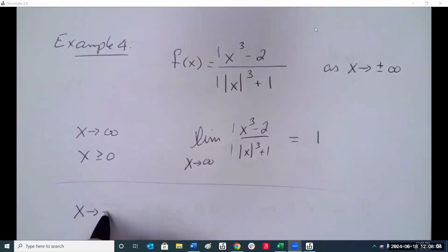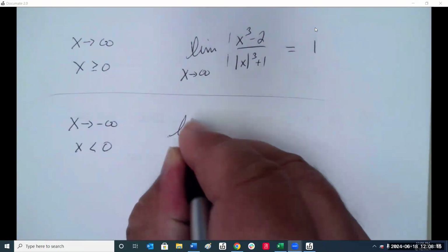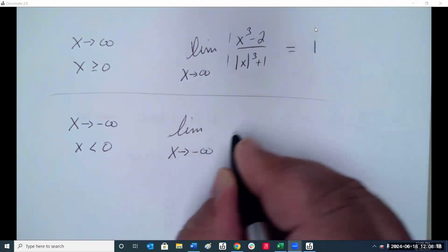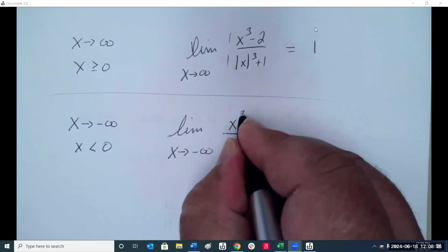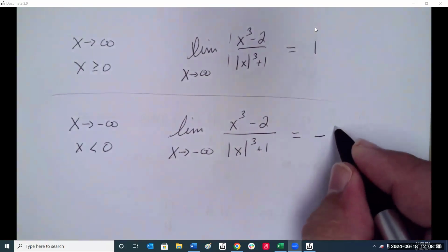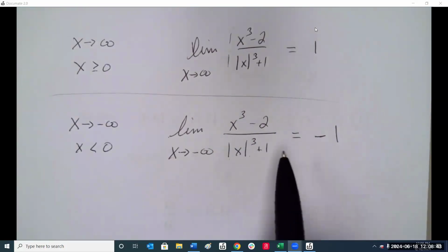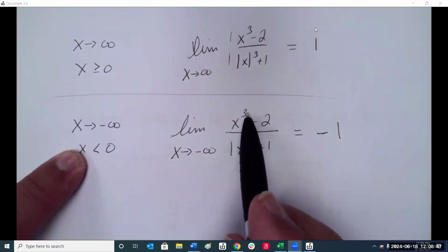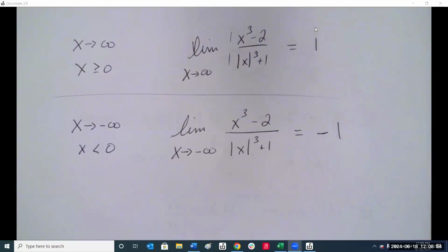But now when x goes to negative infinity, x is going to be less than 0. So we're going to negative infinity. Where's that one going to go? -1. Very good. Does it matter? Well, if the absolute value wasn't there, then the negatives would cancel out. Since we're using only negative numbers and it's a cube, it's an odd exponent. So the top's going to be negative, the bottom's going to be positive, so the answer should be negative. So it's going to -1. Very good.